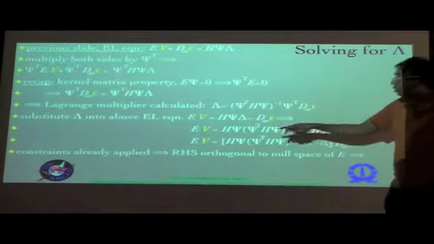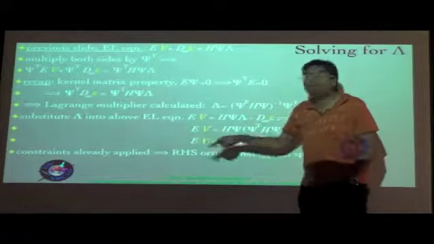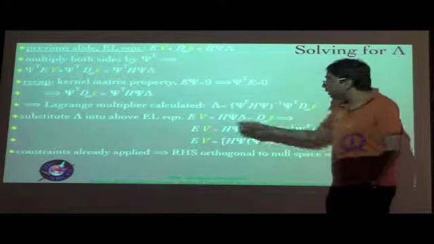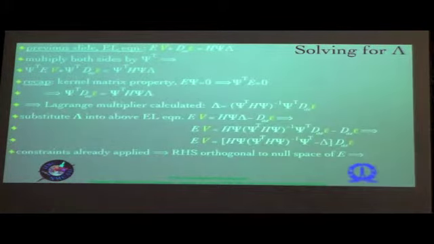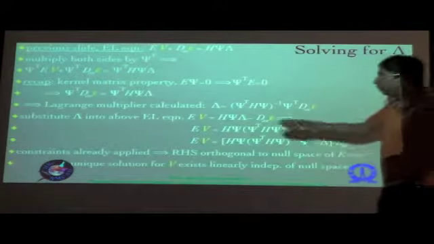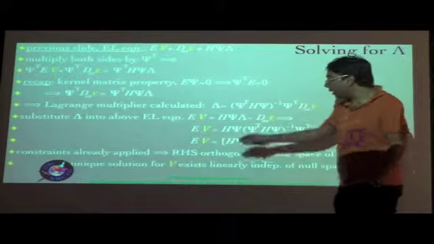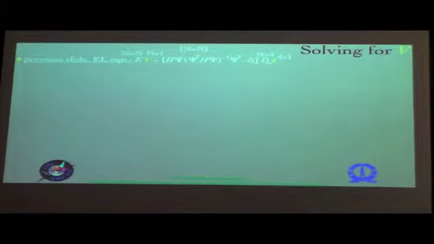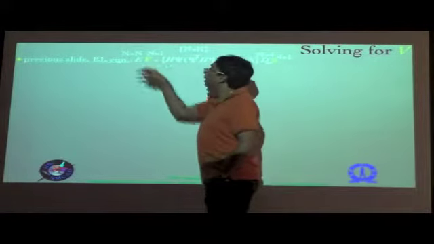The constraints are already incorporated on the right hand side, whereas the way we defined E and the way we introduced V, at that point of time we had not introduced the constraints, and so the singularities remain on the left hand side. So the right hand side is orthogonal to the null space of E, which in turn implies that the unique solution for V exists linearly independent of the null space. Of course, V should have a solution. It's basically the amplitudes of the warping. It has a unique solution, and that exists linearly independent of the null space. Now we will see how to take care of the 0 eigenvalues of E.